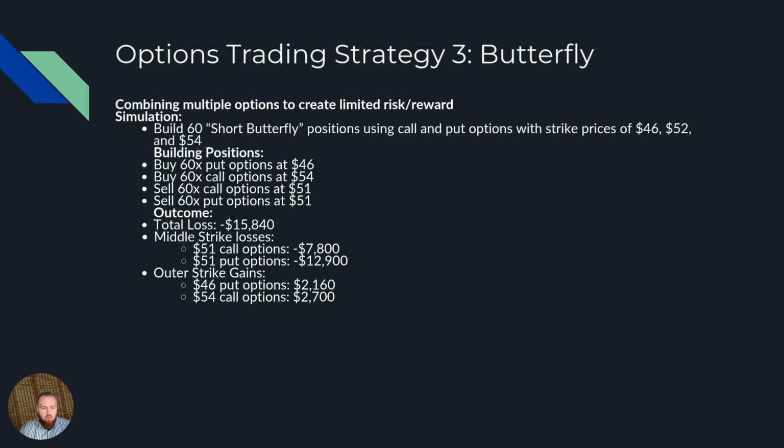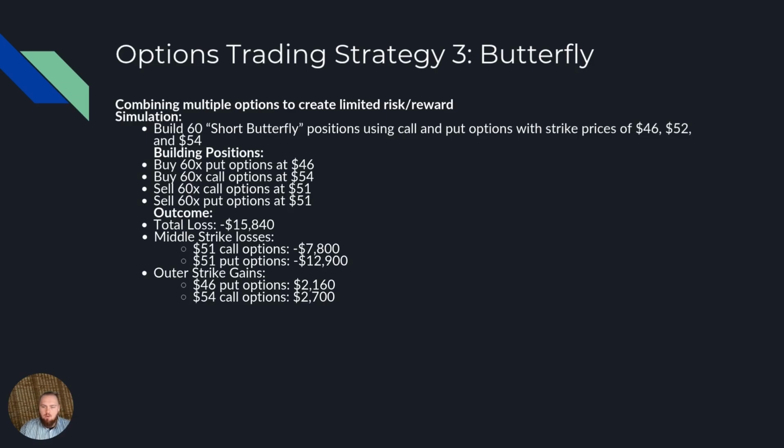The outcome was a total loss of $15,840, and the middle strike options contributed most of the losses, with the $51 calls losing $7,800 and the $51 puts losing $12,900. The outer strike options made smaller gains, $2,160 from the $46 puts and $2,700 from the $54 calls. This demonstrated that the short butterfly can be risky when the underlying asset doesn't move enough to make the outer strikes profitable. As a result, there was approximately $16,000 loss in this simulation.